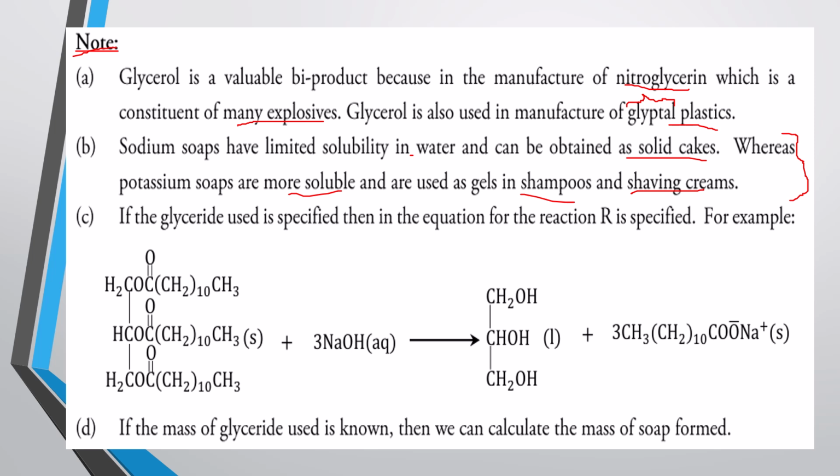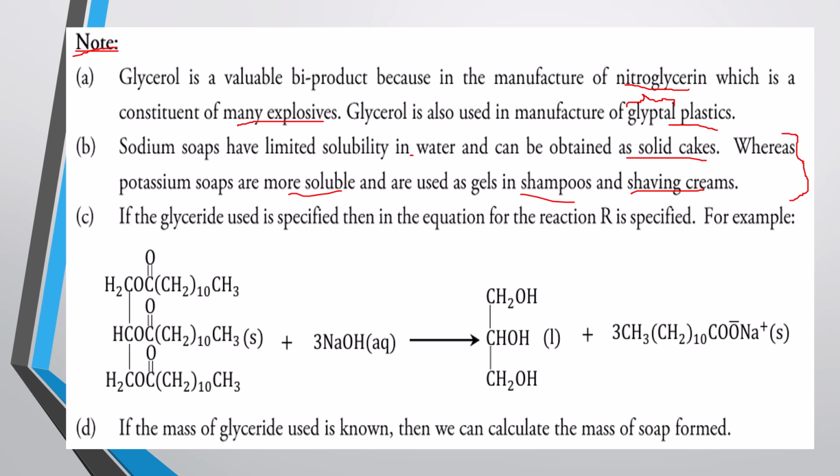The reason is that the solubility of potassium soaps is much higher as compared to the solubility of sodium soaps, and therefore potassium soaps are going to be preferred in the manufacture of liquid soapy products such as shampoos that you use to clean your hair, and also shaving creams that you may apply when you're shaving.